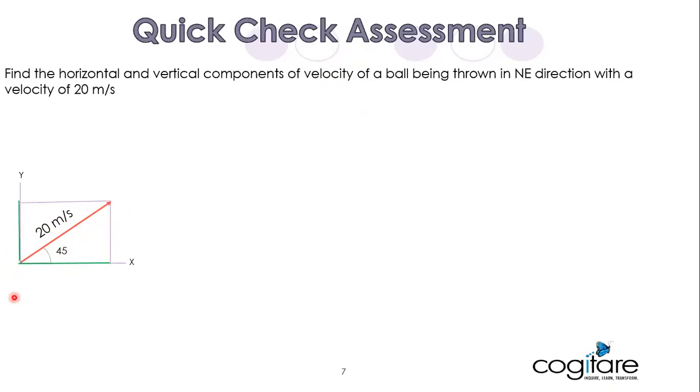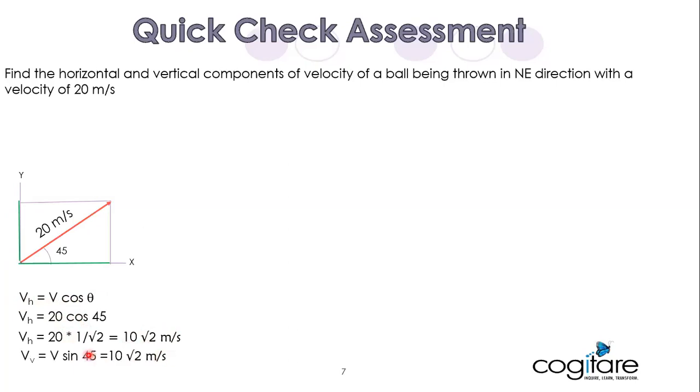How can we find that out? We already discussed the formula. Horizontal component is V cos theta. We substitute that, 20 cos 45, which is nothing but 10 root 2. Likewise, the vertical component is V sin 45, 10 root 2 meters per second.